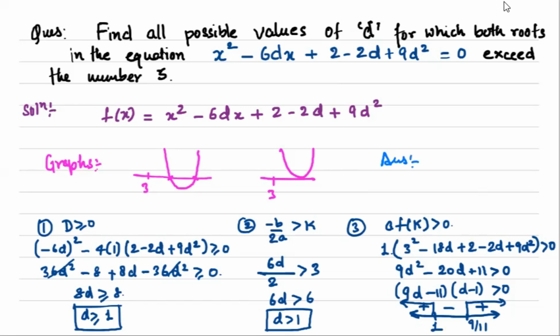So the final answer: D is greater than or equal to 1, and D is greater than 9 by 11 to infinity, and D is less than 1. So our final answer is D belongs to 9 by 11 to infinity, right? So this is the common for all of this. I hope it is clear to you.